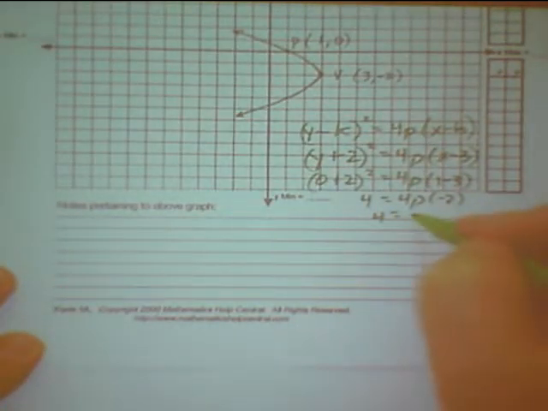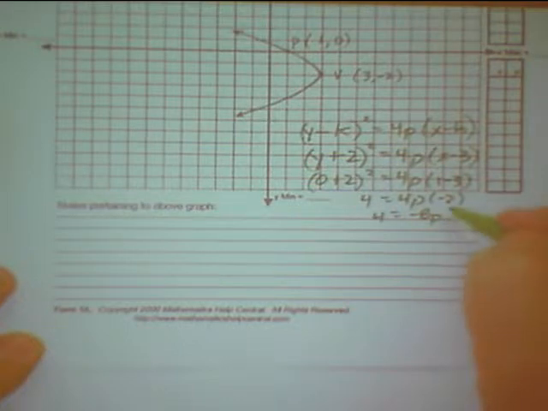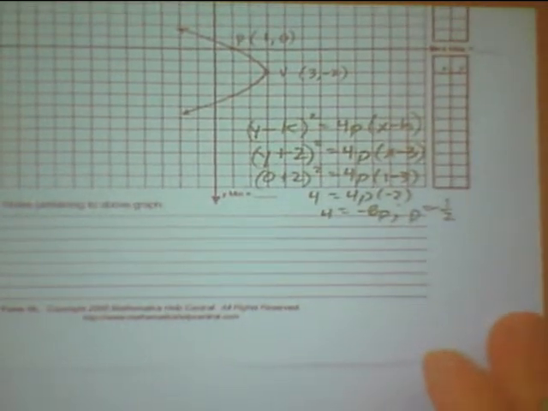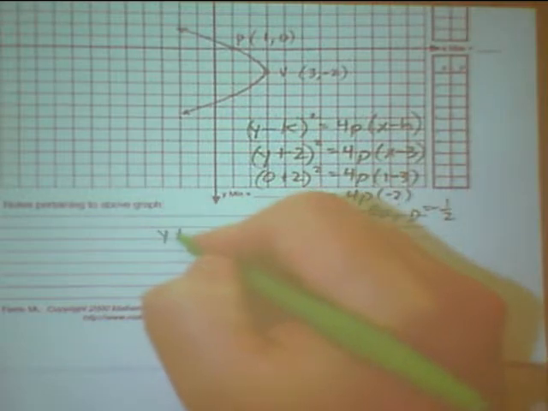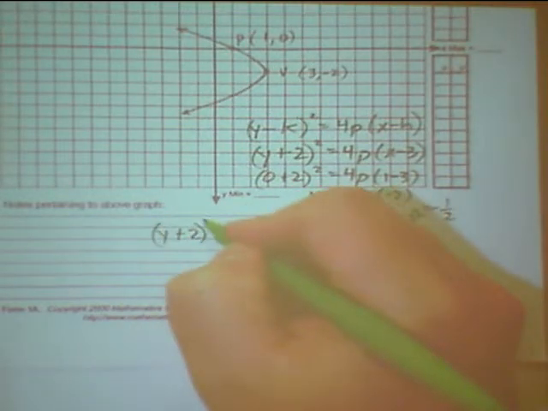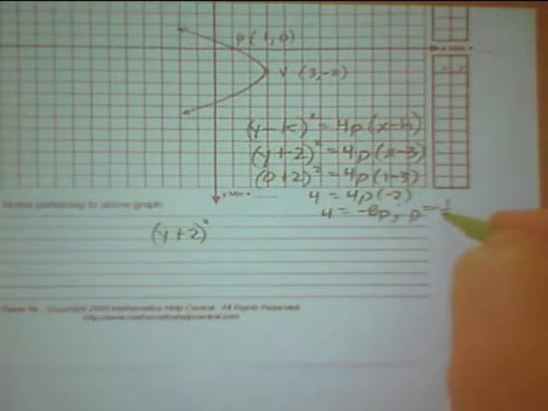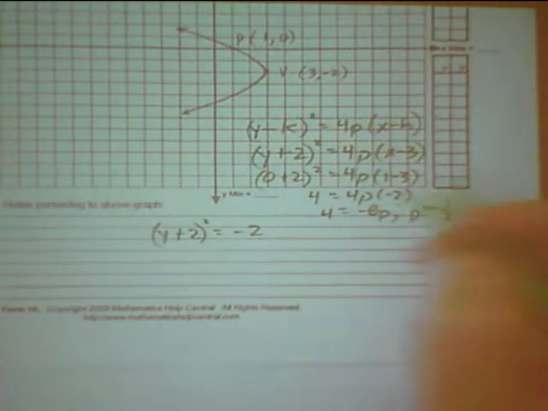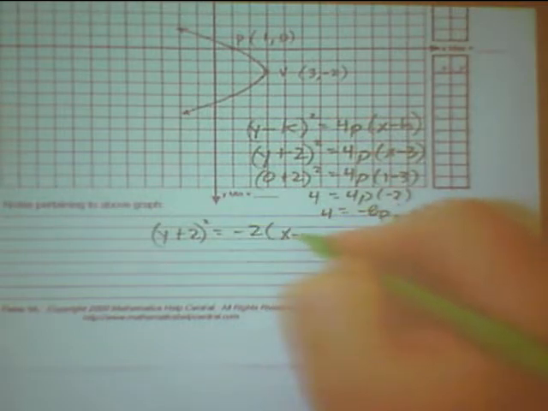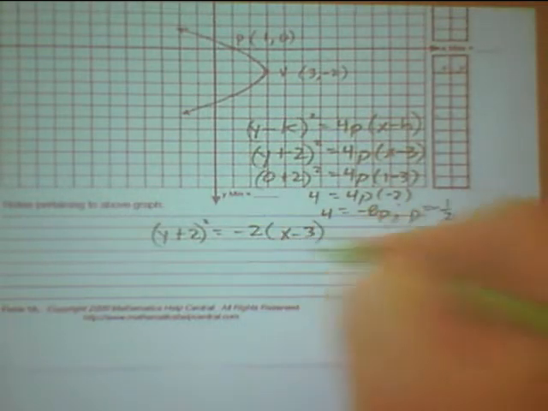4 equals -8p. Looks like p is -1/2. So now I can pretty much write the equation. y plus 2 squared, if p is -1/2, times 4 is -2, equals -2 times x minus 3.